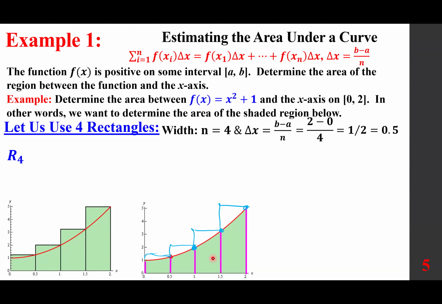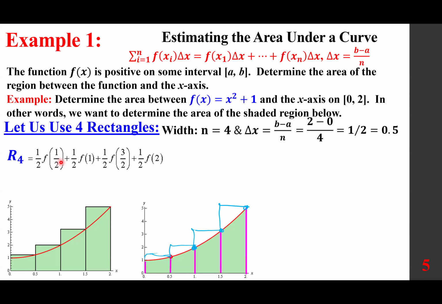So each one has a width of 0.5 or 1/2, 0.5, 1, 1.5. Because we want to go with the right endpoints, the very first one has the height f of 0.5, the second one f of 1, third one f of 1.5, and the last one f of 2. So we are going to say 1/2, the width, times the height. f of 1/2, f of 1, f of 3/2, and so forth.